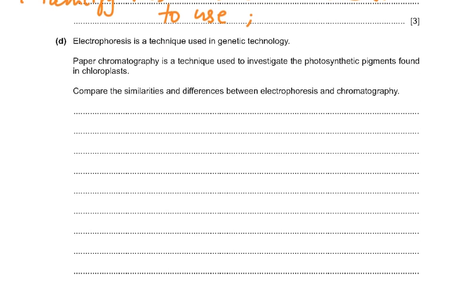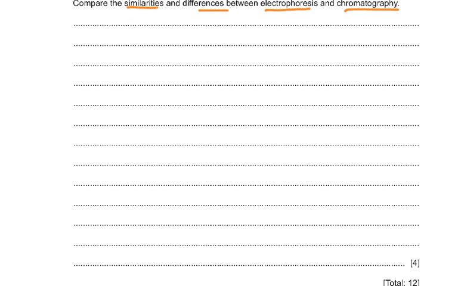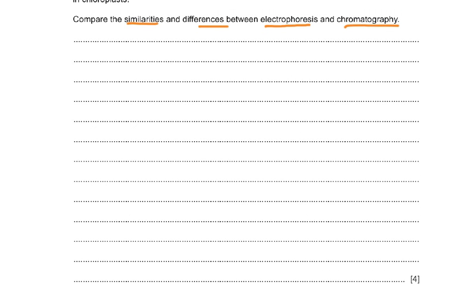Then coming on to the B part of the question, electrophoresis is a technique used in genetic technology. Paper chromatography is a technique used to investigate the photosynthetic pigments found in chloroplast. Compare the similarities and differences between electrophoresis and chromatography. Well, that's a new question, and that hasn't come in any old papers, and that's for 4 marks.